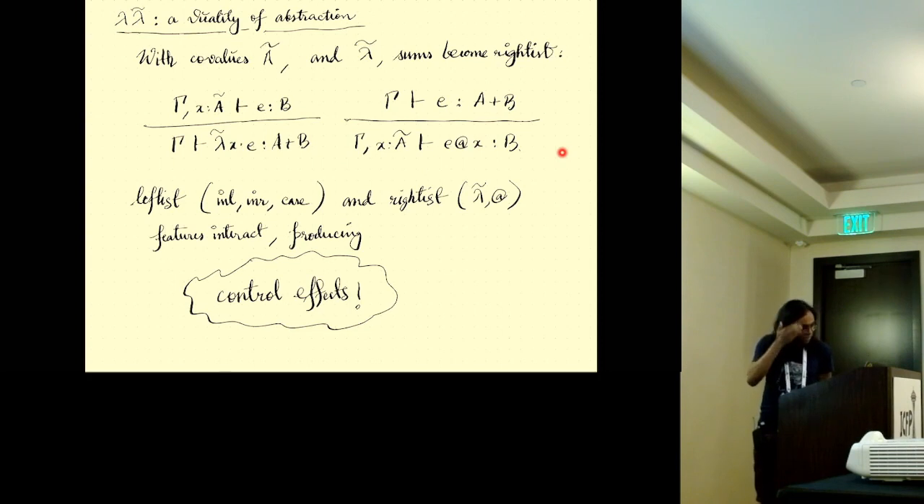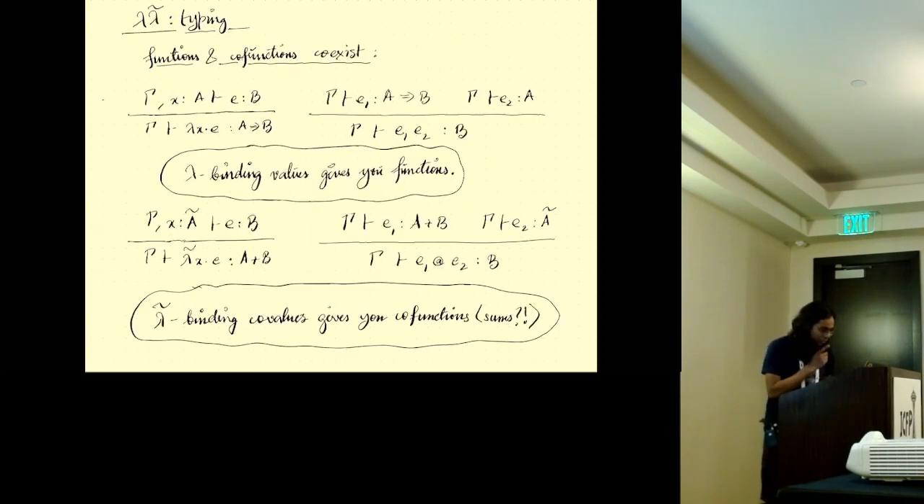And just like application, there is a co-application, so I'm using @ just to distinguish it. So when you have a plus b, in the presence of an a bar, you can cancel out the a and get a b. And now sums have both leftist and rightist features, and now these are going to interact, and this is going to produce control effects. So just to give you the proper rules, it's completely symmetric, where lambdas give you functions, and lambda bar gives you sums. Okay, and application happens the other way.